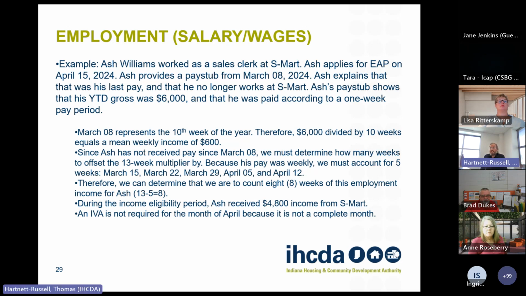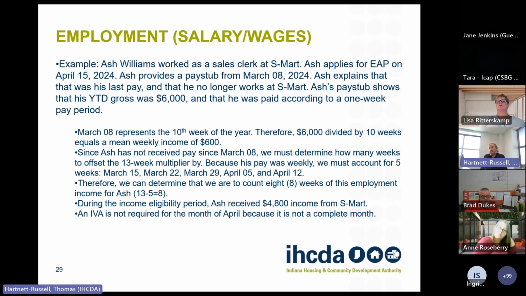Since Ash has not received pay since March 8th, we must determine how many weeks to offset the 13-week multiplier by. Because his pay was weekly, we must account for 5 weeks. So it would be March 15th, March 22nd, March 29th, April 5th, and April 12th, which was the last Friday before the application date of April 15th.